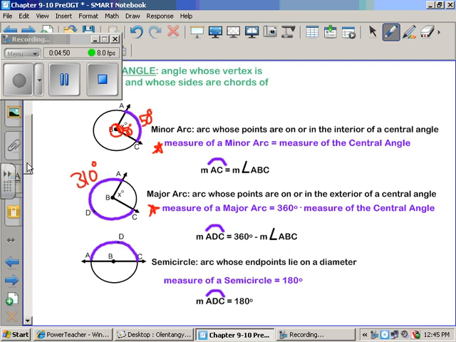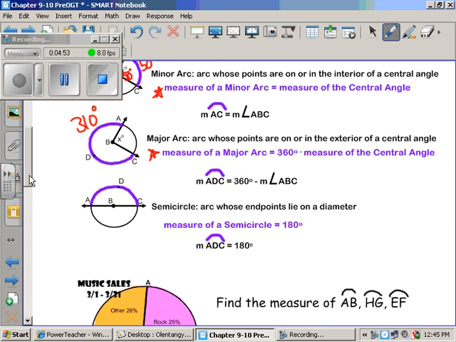All right, and then semicircles are arcs whose endpoints lie on the diameter. Makes sense, right? Semicircle, half a circle.